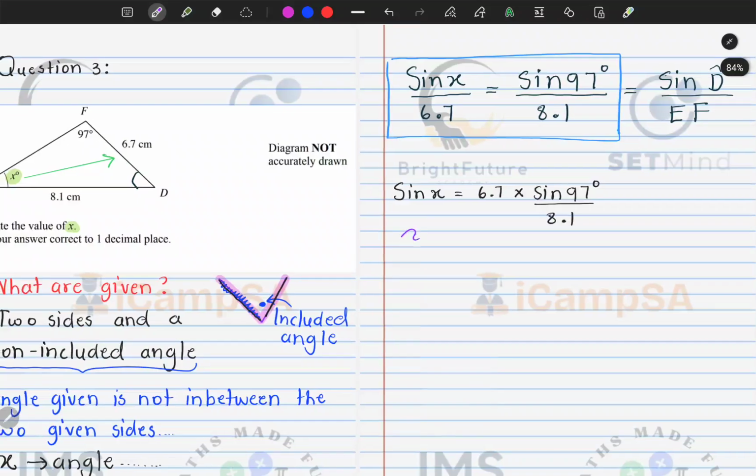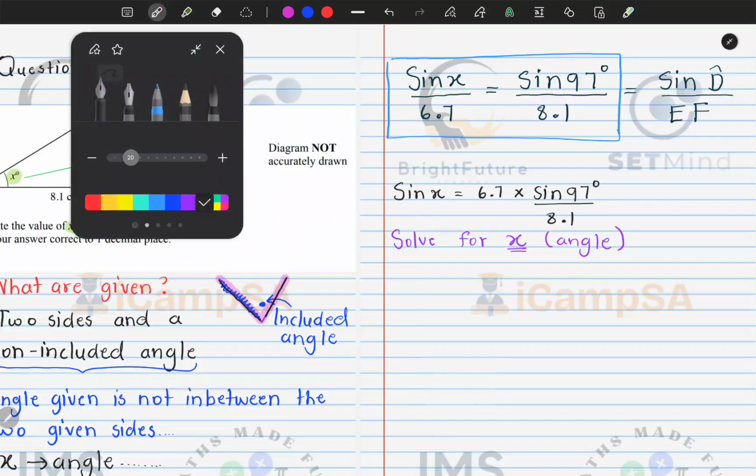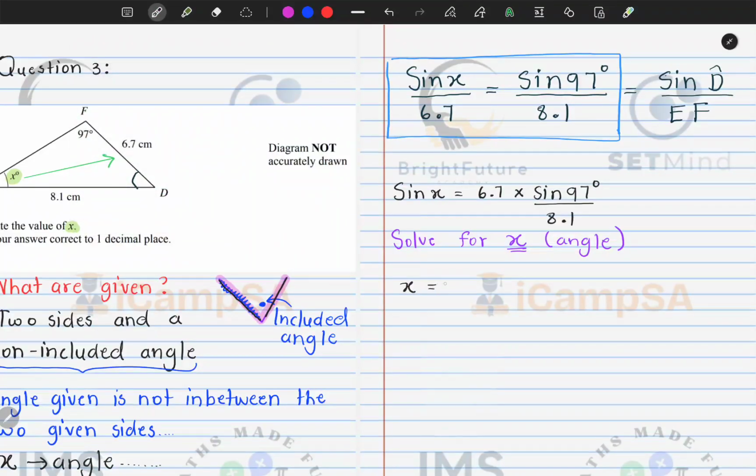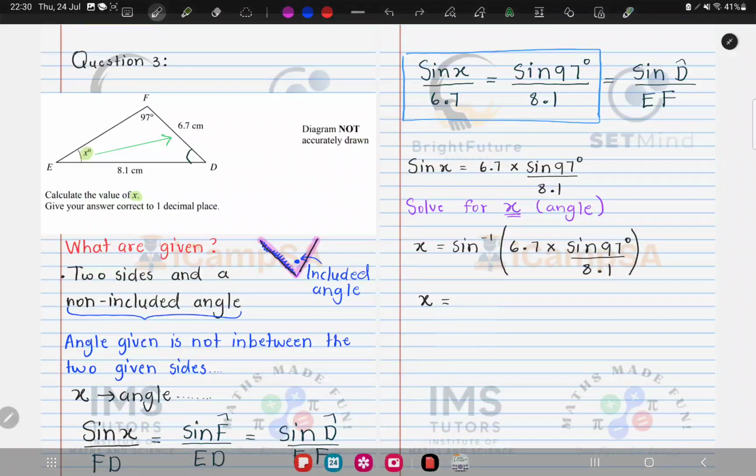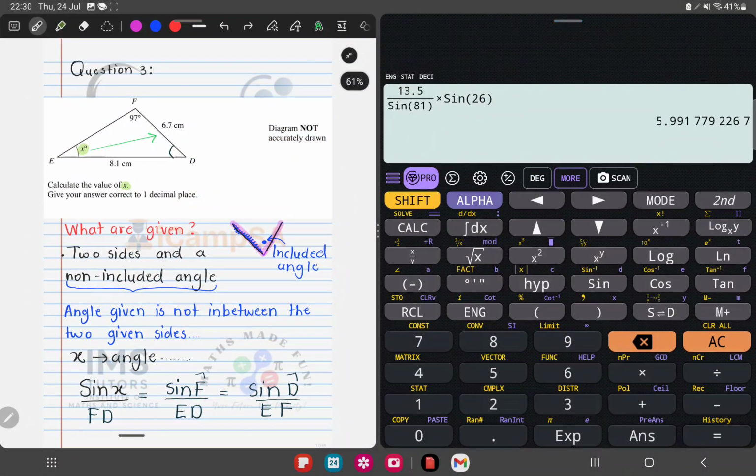And if you look carefully here, what we are trying to do is solve for x. And x happens to be an angle here. If you remember, when you are solving for an angle, you use your shift. So x will be the shift of sine, which gives the inverse sine on the calculator, of 6.7 times sine of 97 degrees, all divided by 8.1. Let's go ahead and find what our x is, and our problem says we should correct this to one decimal place. So let's pop our calculator and see what we obtain.